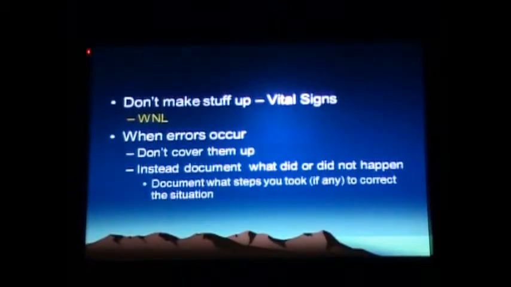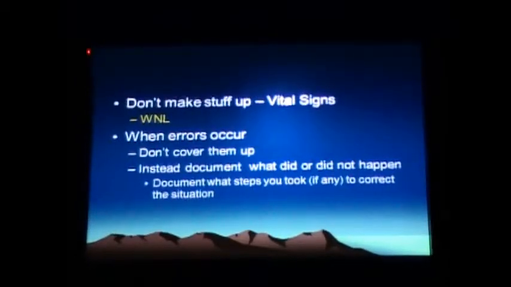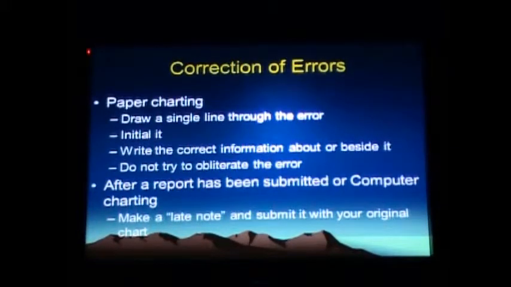When errors occur, don't cover them up. Again, document what did or did not happen and the steps that you took to remedy the situation. How to correct errors in old-fashioned paper charting: a single line, your initials, and then the correction was the best thing to do. Don't obliterate an error. With most EPCRs, you're better off, and it sounds like your system is set up to do it nicely and cleanly, with a date and time stamp, go back in and make the correction.